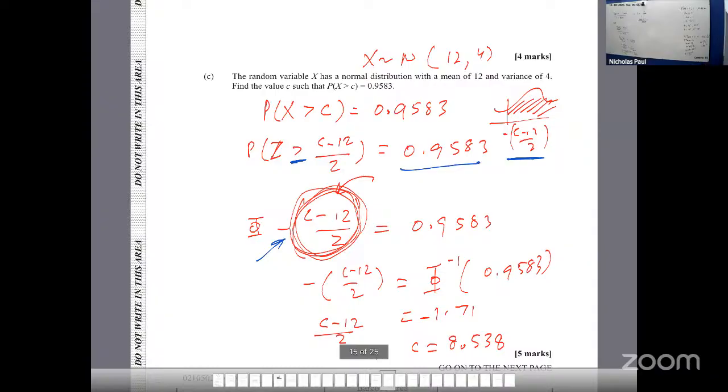Online, anybody got that? 8.53. And what you can do now is plug 8.53 back in, just to check it. You can plug in 8.53 in here, minus it from 12, divide by 2, and then go 1 minus the value, and read off the value, just to make sure. So when you find phi of 1.731, you should get the answer.